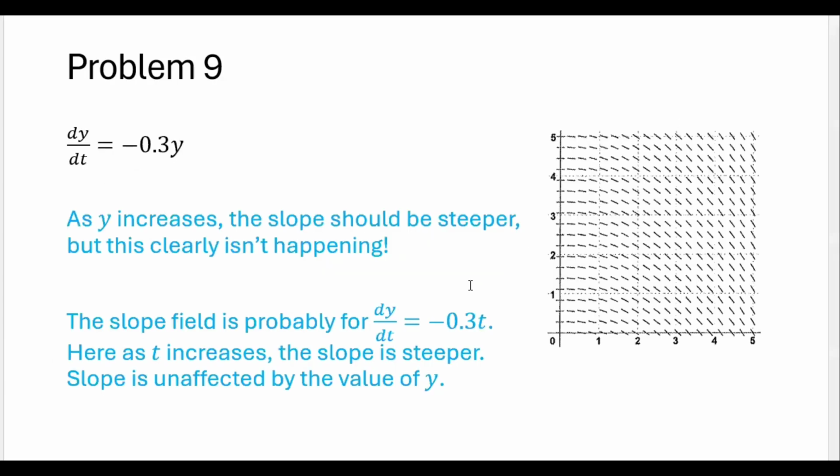Actually, this is probably modeling dy/dt equals -0.3t, because as we step in the y direction, it looks like the slope is not changing. So it's not dependent on y.